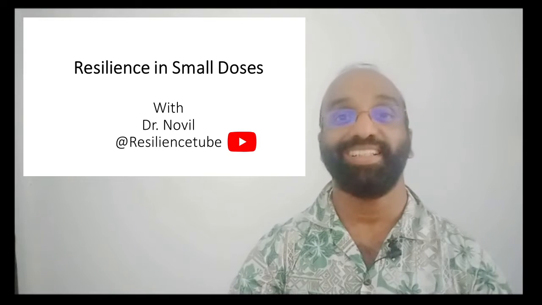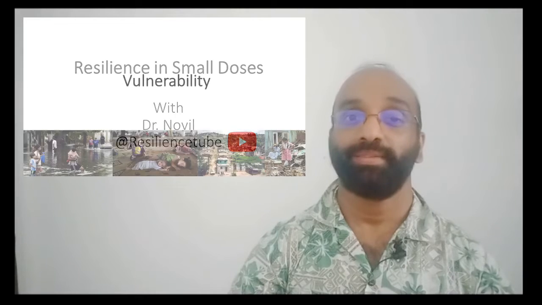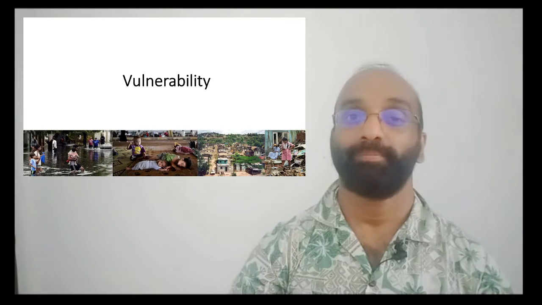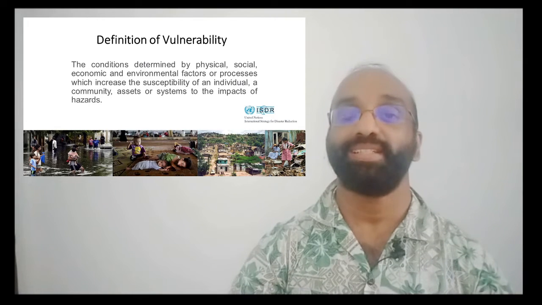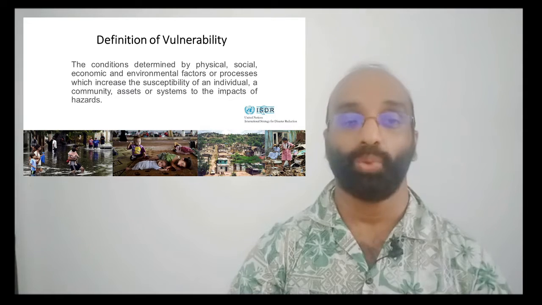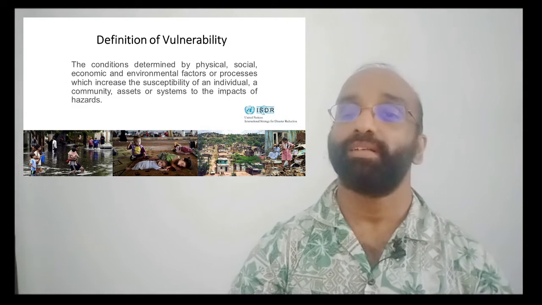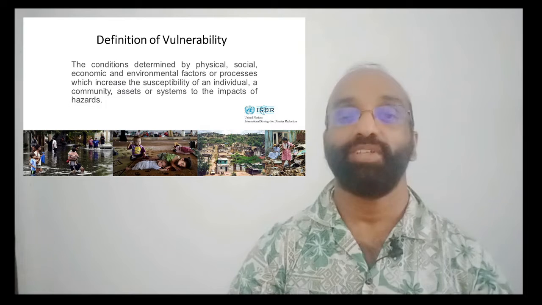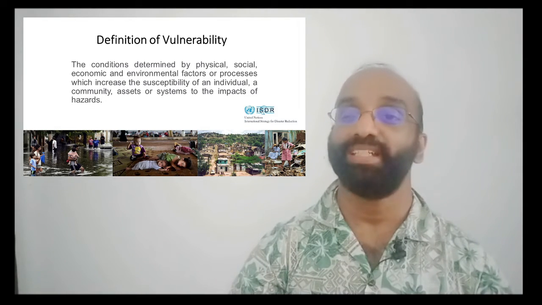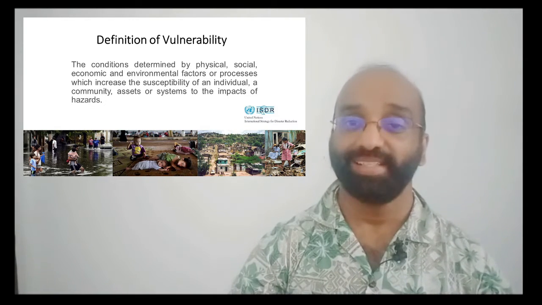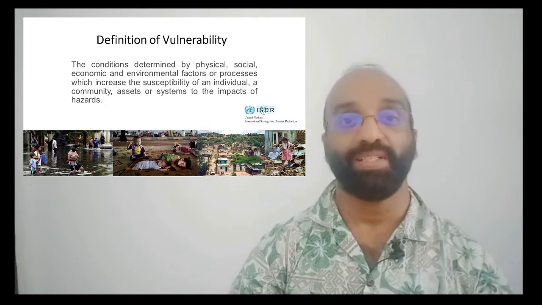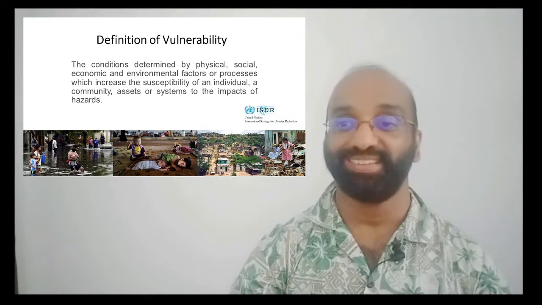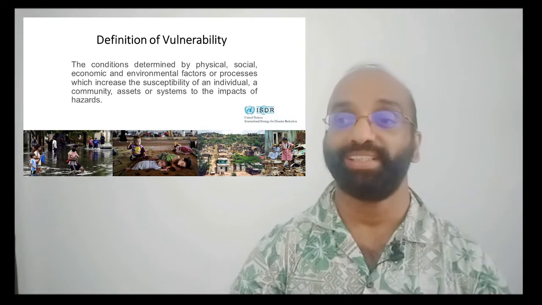Today, we are going to learn about the term vulnerability. Vulnerability can be defined as the conditions determined by physical, social, economic, and environmental factors or processes which increase the susceptibility of an individual, a community, assets, or systems to the impacts of hazards. This definition is from the United Nations International Strategy for Disaster Reduction.